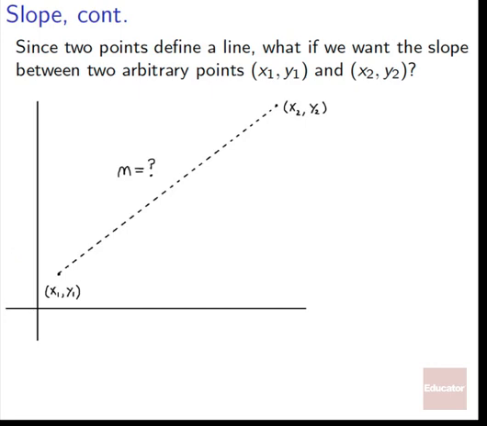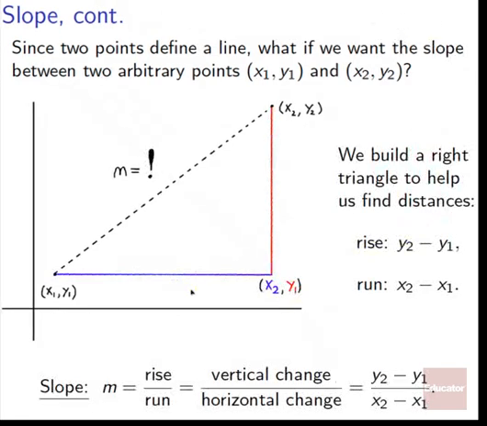Well, what we've got to do is go, all right, how much did I rise in that chunk? And I compare it to how much did I run in that chunk? We figure out both of those and we'll be able to get what our slope has to be. So we build a right triangle to help us find these distances.